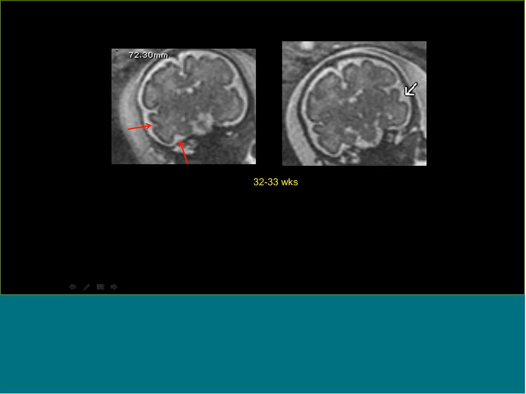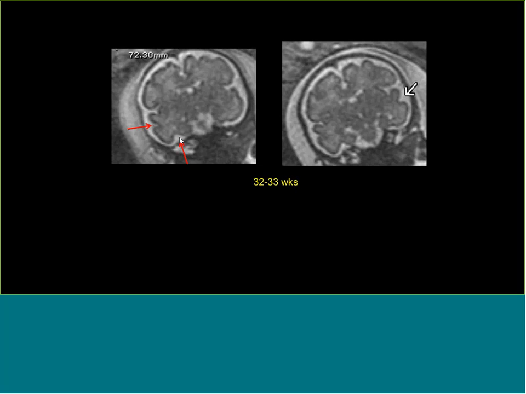And finally, by 32 or 33 weeks, if you look in the anterior-most temporal lobe, you should be able to identify the superior temporal sulcus on the right side here, and also the inferior temporal sulcus here. So those are present, so that by about 34 weeks, all of the primary sulci are present.